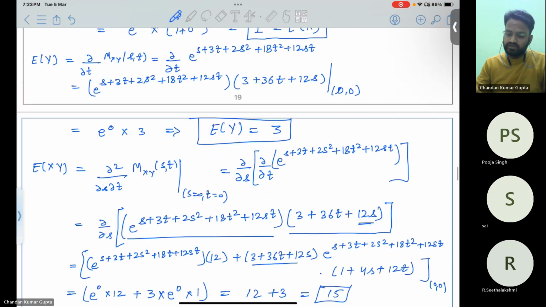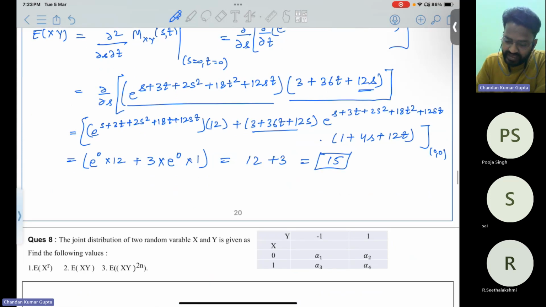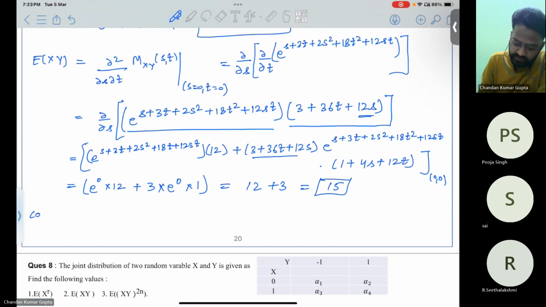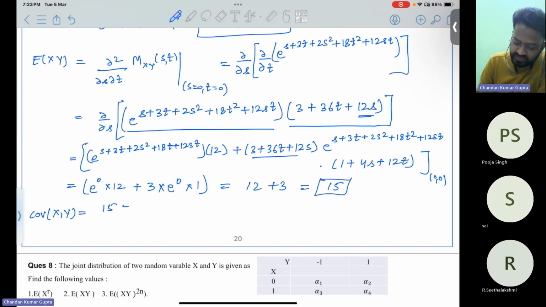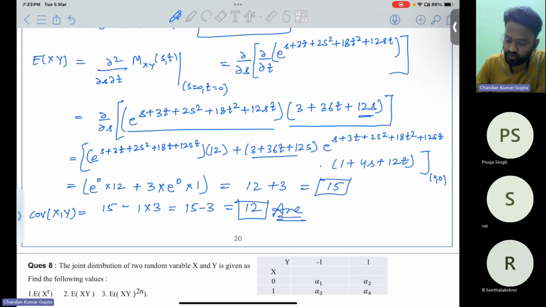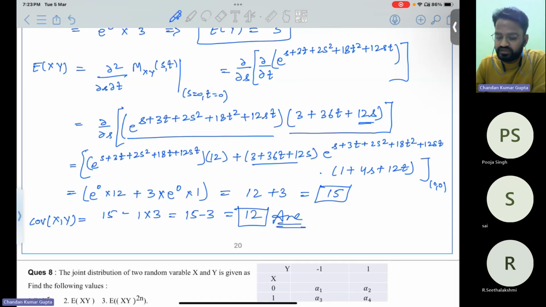So our three values are: expected value of x is 1, expected value of y is 3, and expected value of xy equal to 15. So our covariance of xy comes out to be expected value of xy, which is 15, minus expected value of x into expected value of y, which is 15 minus 3, which is equal to 12. So 12 is our answer. That is, the covariance between the variables x and y is 12.